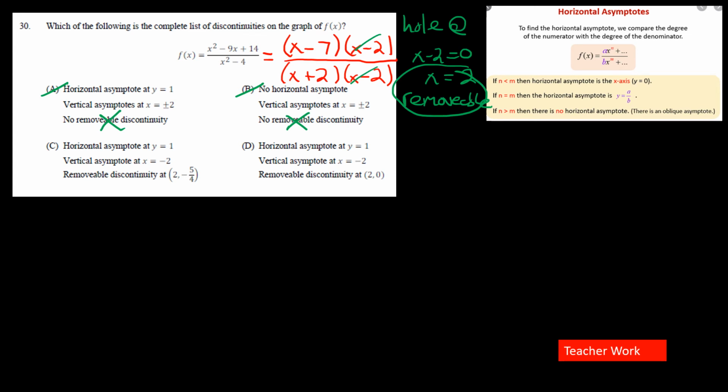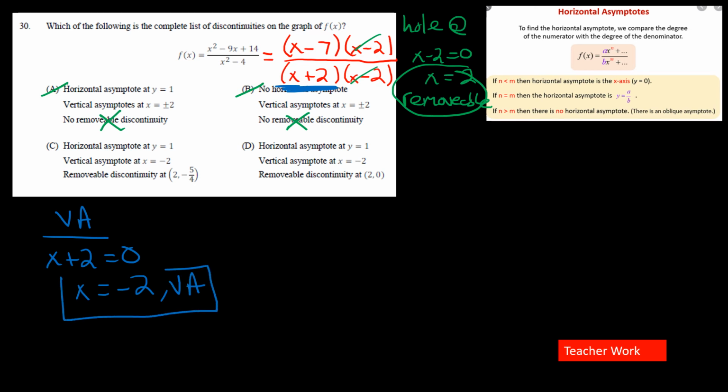To get the vertical asymptote, we take what was left in the denominator, this x plus 2, and we set that equal to 0, and we get x equals negative 2. This is our vertical asymptote. And so check it out. That is correct.